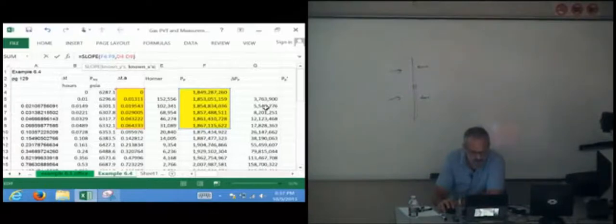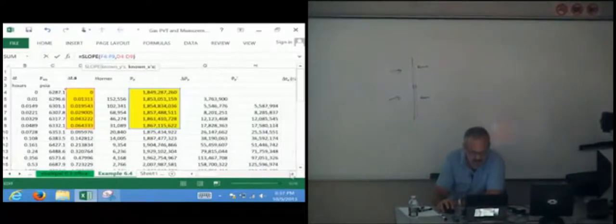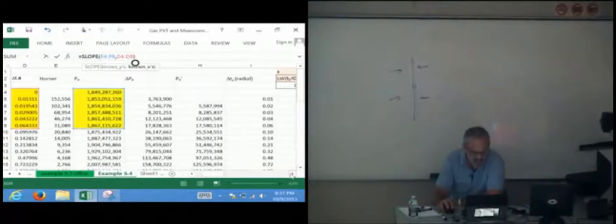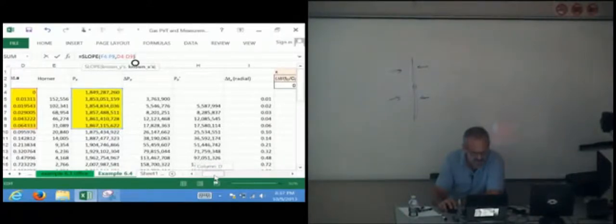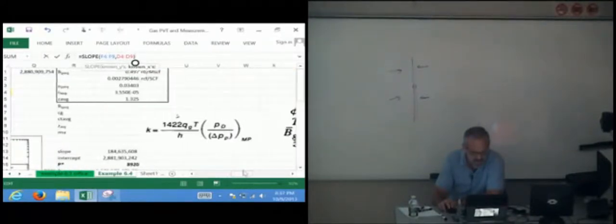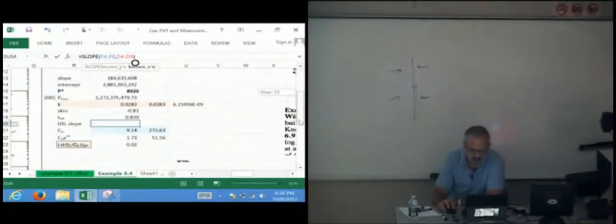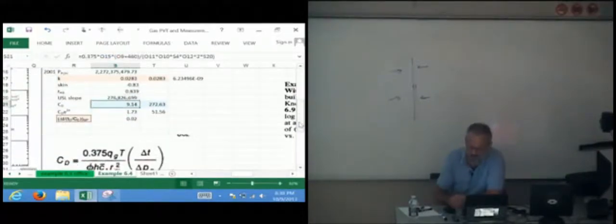But the one thing I could do is, again, change this to radial, but at the early time, the difference between Agarwal's effective time and real time is negligible. I don't think there's anything wrong with my slope. I'll just look at it, and it'll dawn on me. Sometimes you just can't do things in front of the class.